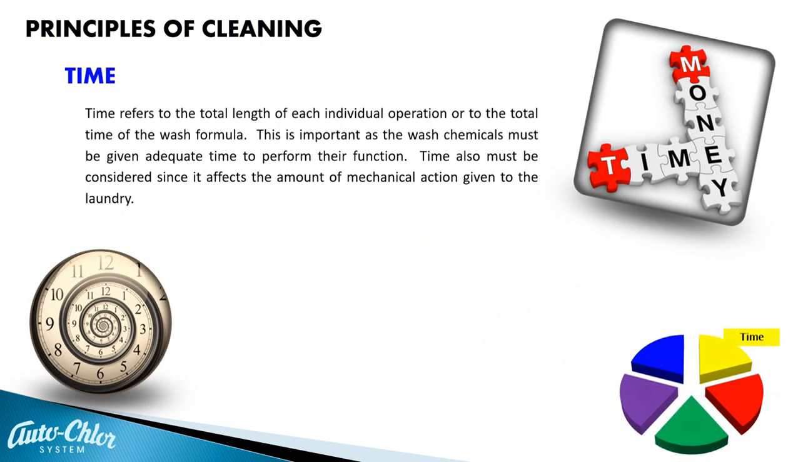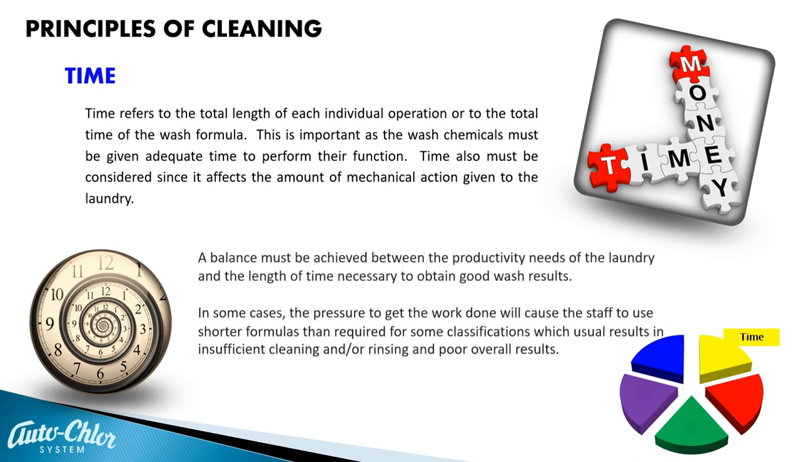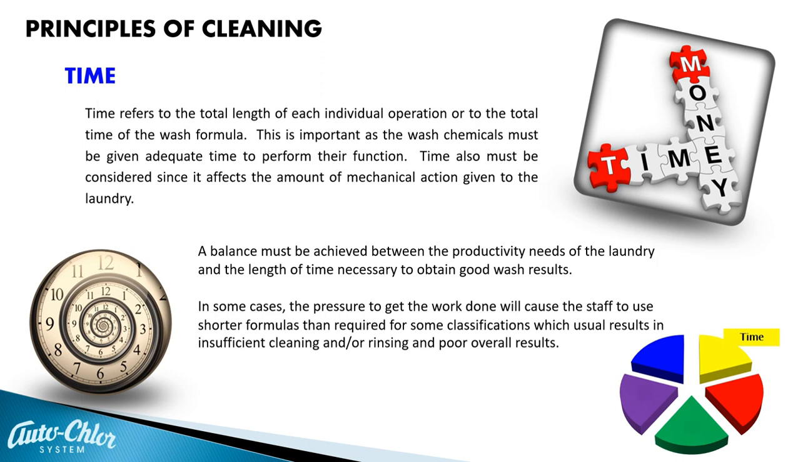Now let's take a look at each one of these separately. So time is the amount of time it takes for the total operation from the start of a wash formula to the end. It also refers to the amount of time it takes for each step, whether it's a wash step, a bleach step, rinse step, sour step. Each one of these takes time to accomplish. There has to be a balance between the productivity demands of the laundry or the customer and the time it takes to get good results.